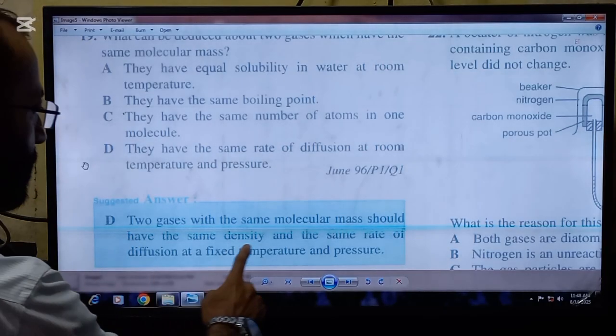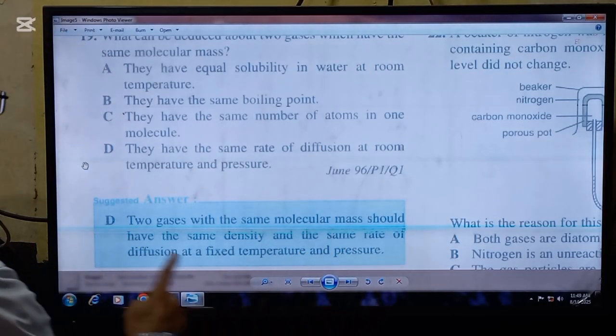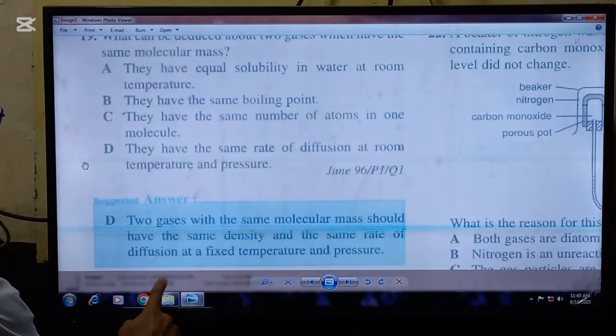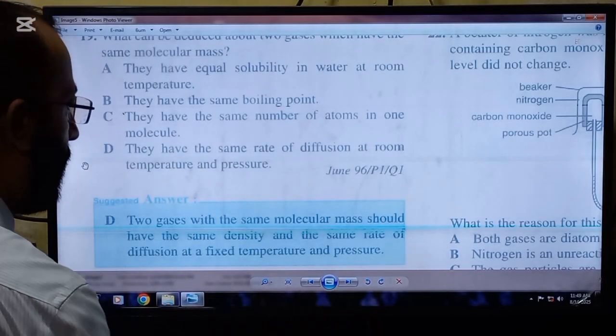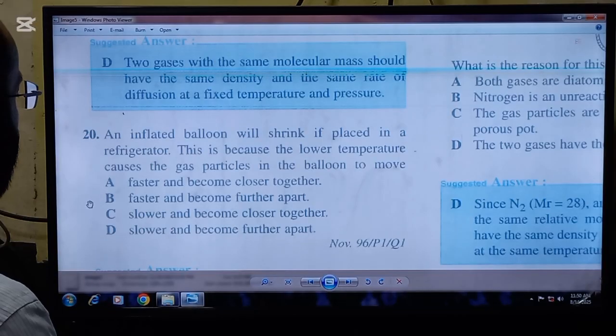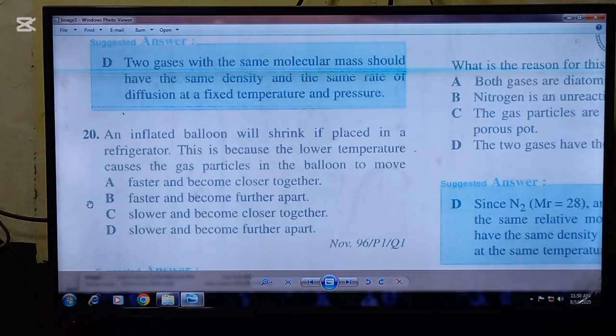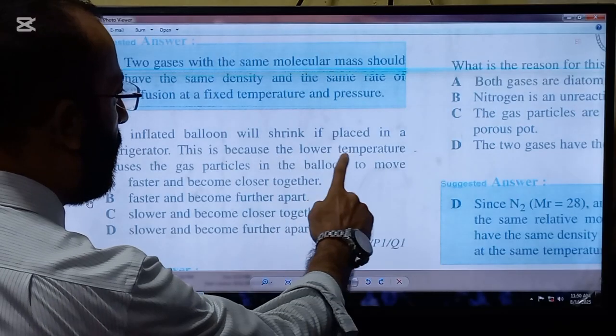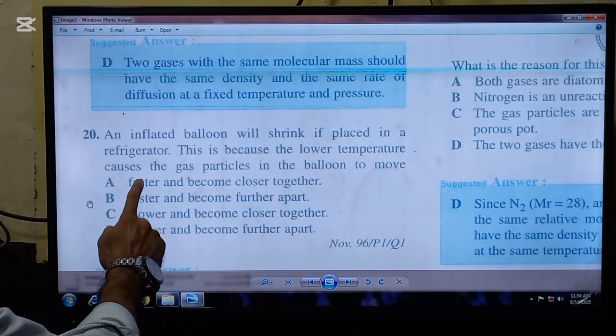Two gases with the same molecular mass should have the same density and the same rate of diffusion at a fixed temperature and pressure. Here is another question. The statement of the question is, an inflated balloon will shrink if placed in a refrigerator.